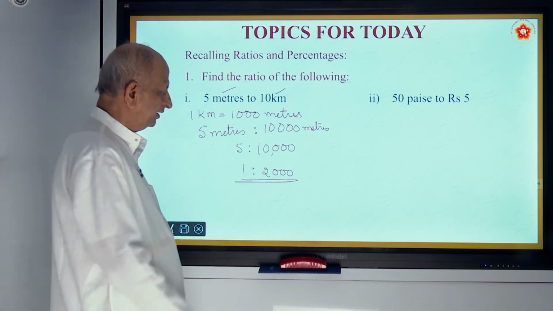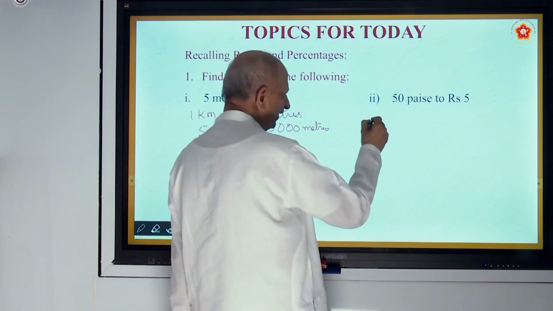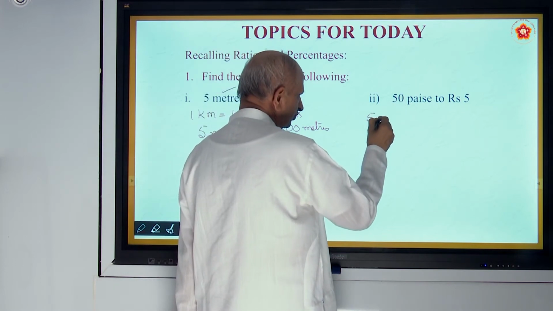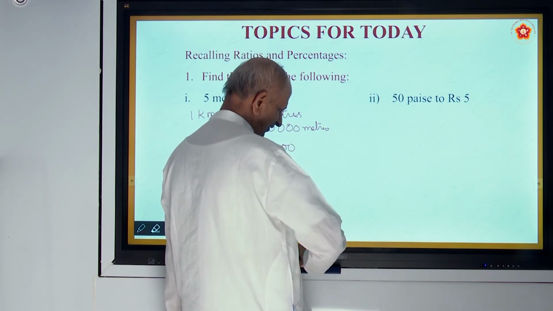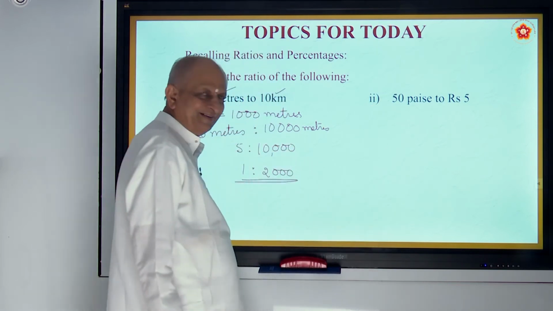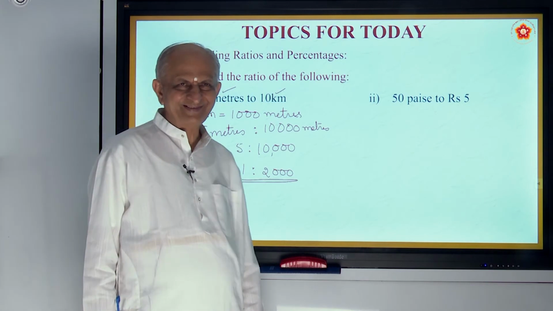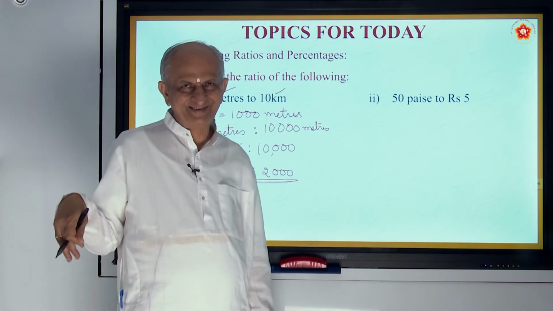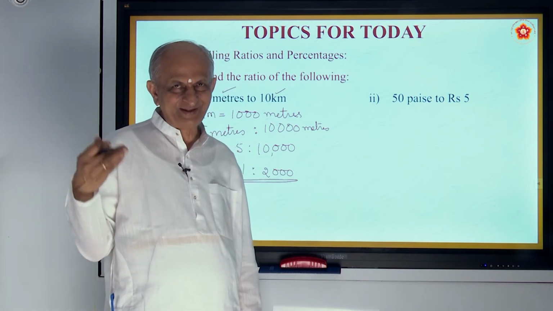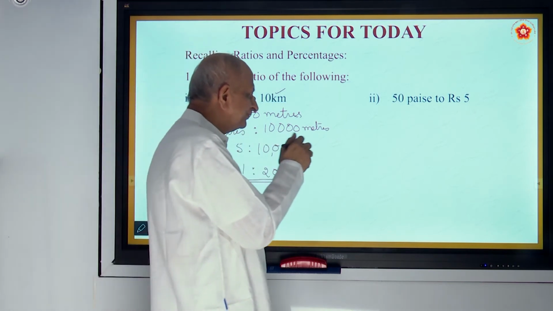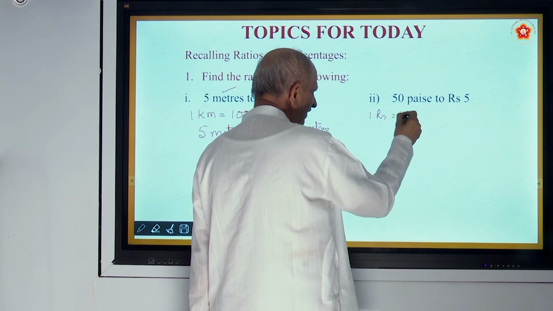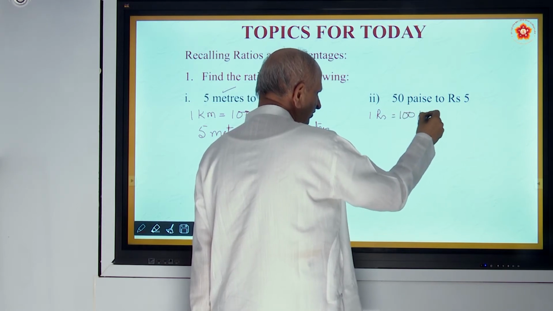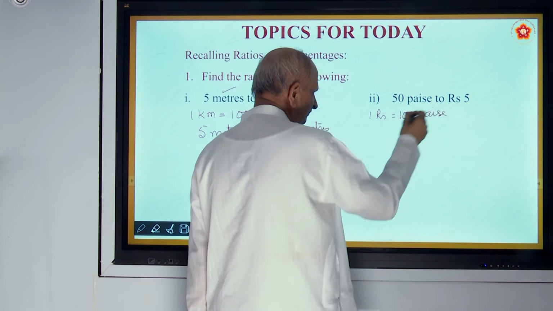Okay. Then 50 paisa is to rupees 5. So, what is 1 rupee equal to, how many paise? Nowadays that paisa business is not there, is it not? All crores, lakhs like that. But in the olden days it was there. So here 1 rupee means how many paise? 100 paise. So make both into paise.